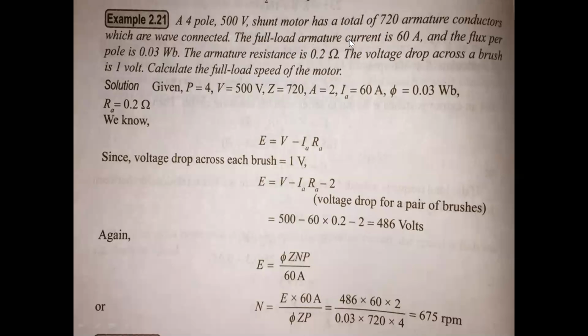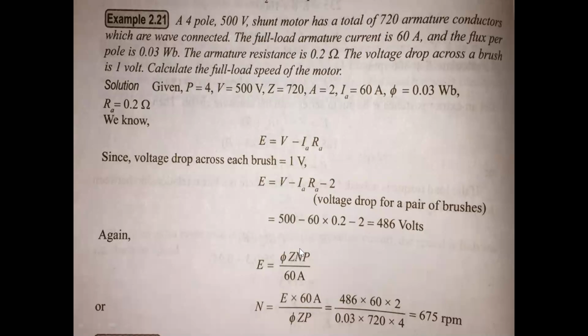The full load armature current is 60 amperes and the flux per pole is 0.03 webers. Armature resistance is 0.2 ohms. The voltage drop across the brush is 1 volt. Calculate the full load speed of the motor.